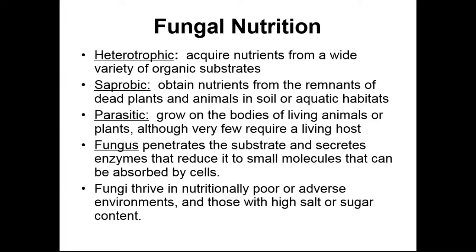And a lichen is a symbiotic relationship between a fungus and an algal species. These fungi can grow on the bare rock, or they can grow in a high saline or a high sugar environment. Typically, when your jams and jellies go bad, it's because of a fungal infection or a fungal invasion.